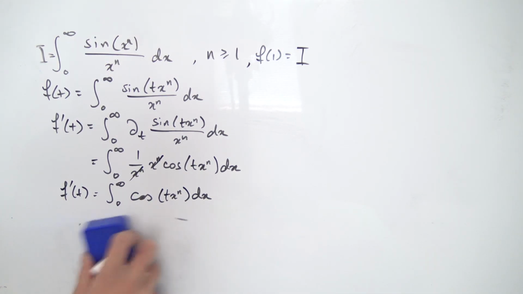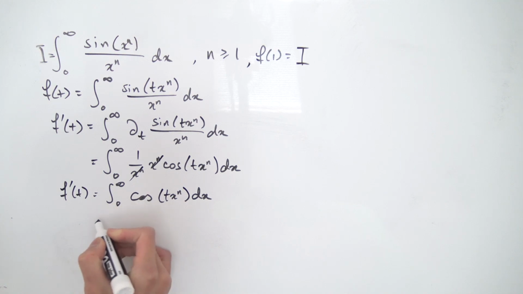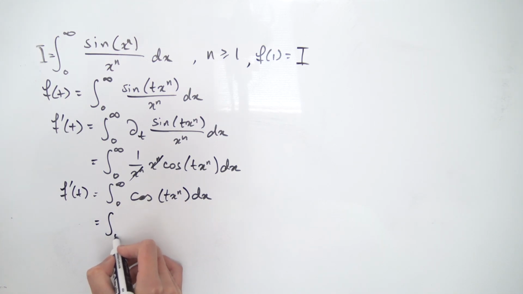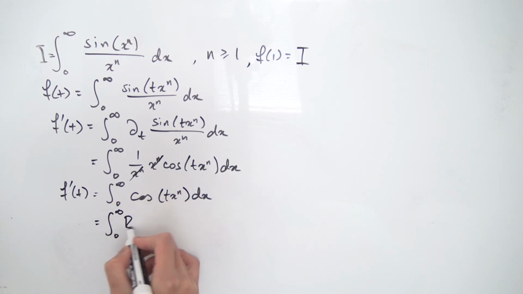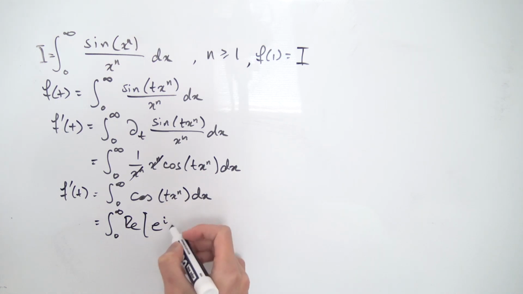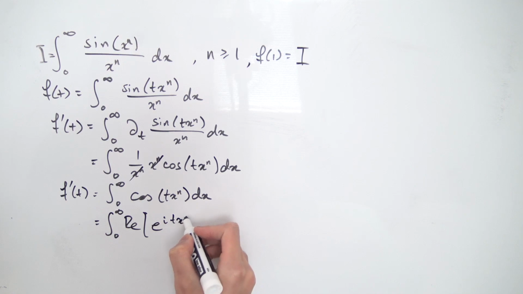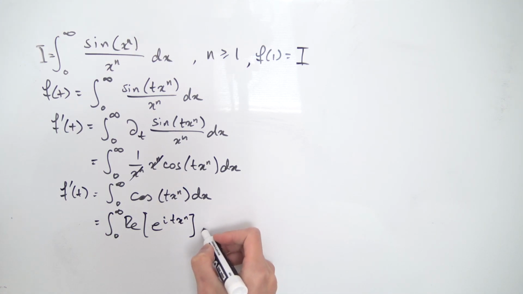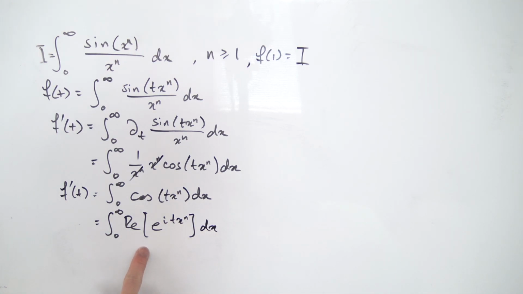So this integral is in fact still equal to the integral from 0 to infinity of the real part of e to the I times this junk right here, so t times x to the n. And you can verify this for yourself, because if you use Euler's formula, you're going to get cosine of this junk right here plus I times the sine of that junk. And if you take the real part, you're just going to get the cosine out the end.